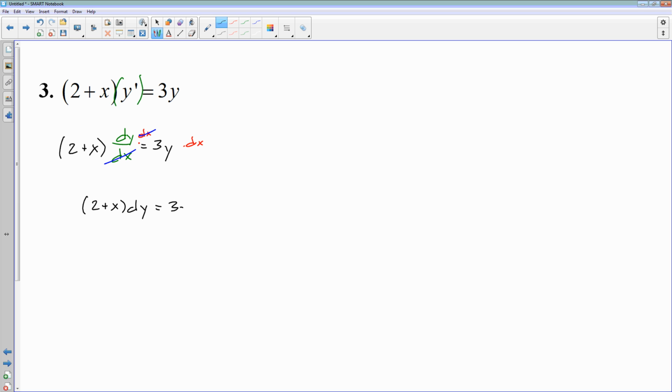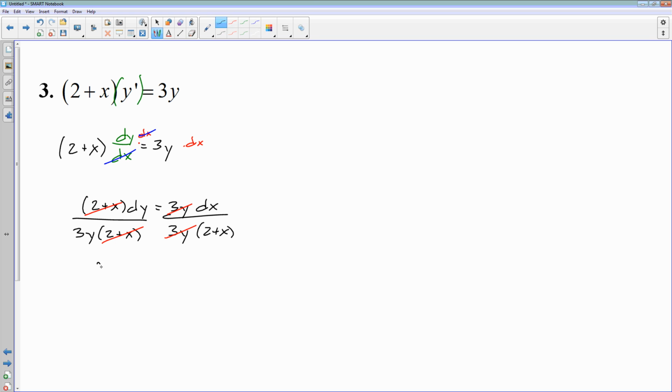equals 3y dx. And now I need to move this 2 plus x to the right side and this 3y to the left side. And I'm going to do that by dividing by 3y and 2 plus x. If you divide by both of them, it will end up sending the x's to the right side and the y's to the left side. Let's cancel. 2 plus x cancels.